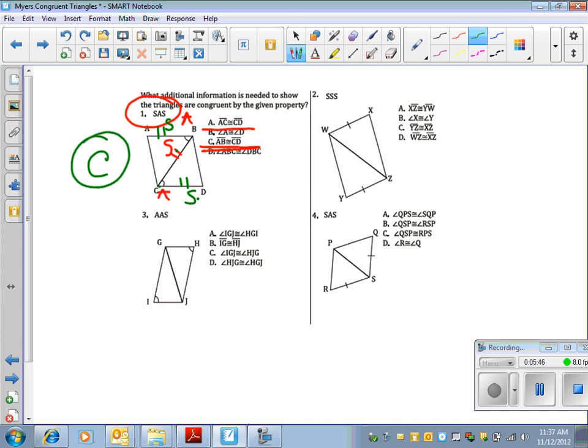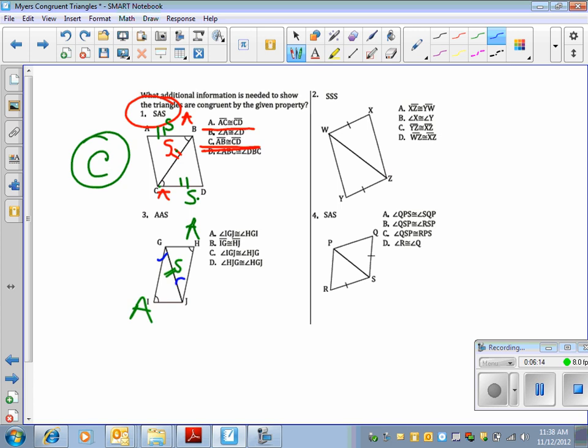Let's take a look at one more. Let's look at number 3. What additional information do I need to prove angle, angle, side? Well, clearly we can see an angle here, so let me mark it. So I have an angle. I definitely have a shared side. So I need another angle. Okay? And actually, I need this angle right here.